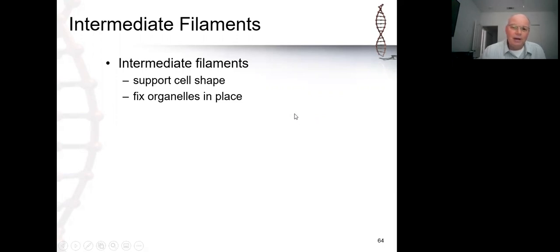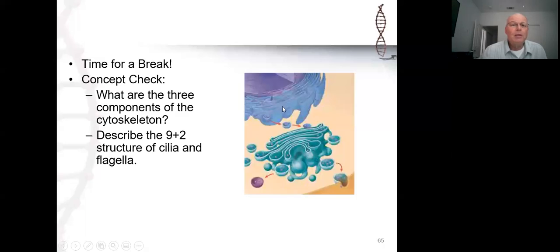People are still trying to figure out all of their roles, but they are more of an anchoring, resisting stretching, strength component of the cytoskeleton, rather than one that moves things around. And that's because of the nature of keratin and a couple of other proteins that sometimes turn up in them. So those are the movement and support parts of the last group of organelles.